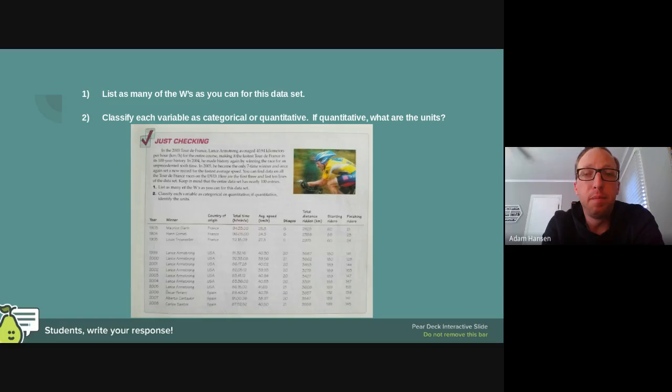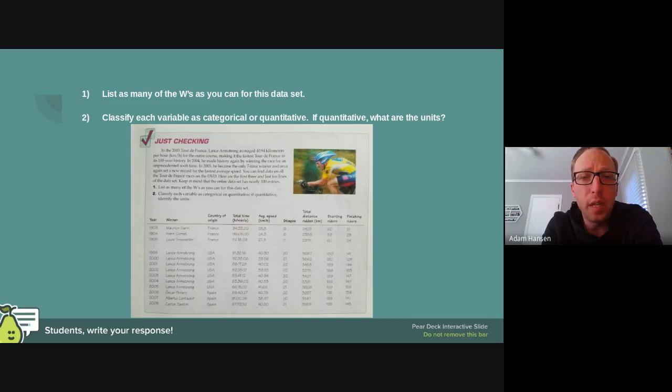So here on this slide, I have a little snippet here about some Tour de France results. For this picture, let's list as many of the 5 W's as we can and classify each variable as either categorical or quantitative. If the variable is quantitative, what units is our variable being measured in? So reading below, we'll do the best we can here. It is kind of small. In the 2003 Tour de France, Lance Armstrong averaged 40.94 kilometers per hour for the entire course, making it the fastest Tour de France in its 100-year history.